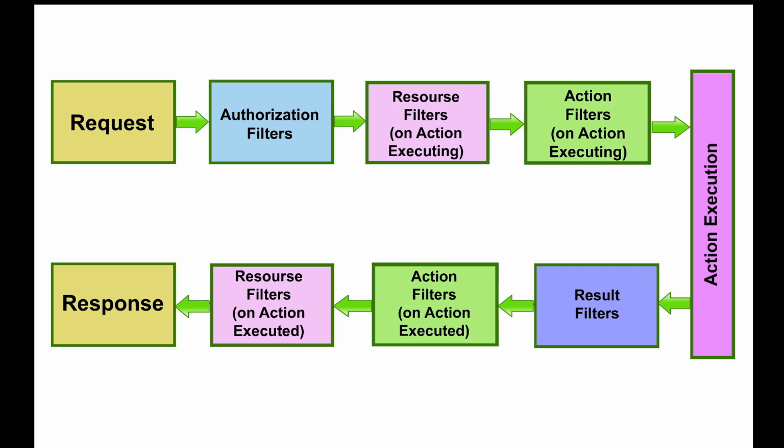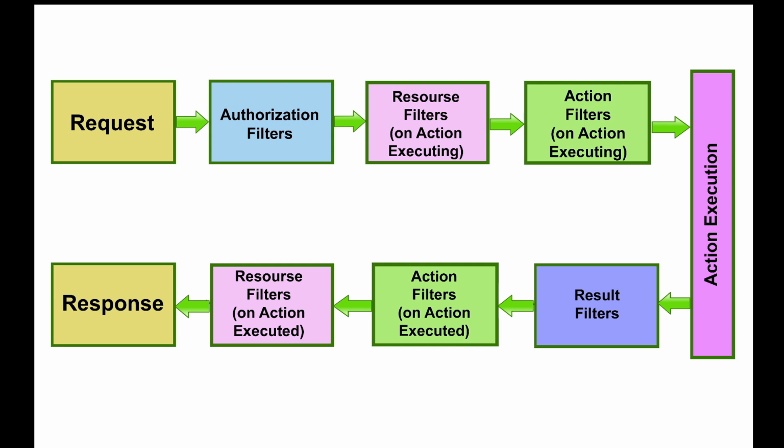Filters can be categorized into two types, built-in filters and custom filters. Built-in filters are provided by ASP.NET Core and cover common scenarios such as authorization, caching, exception handling. Custom filters are created by developers and can implement any logic that is needed for the application. To create a custom filter, we need to implement one or more filter interfaces such as authorization filter, resource filter, action filter, exception filter, result filter, and override the corresponding methods. Each filter type is executed at a different stage in the filter pipeline.